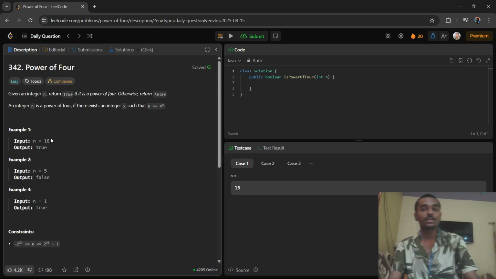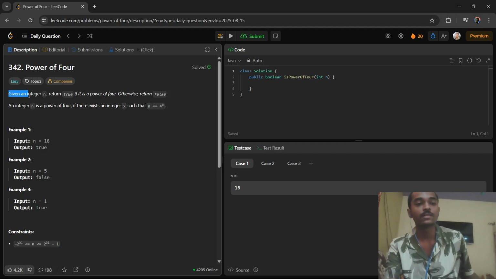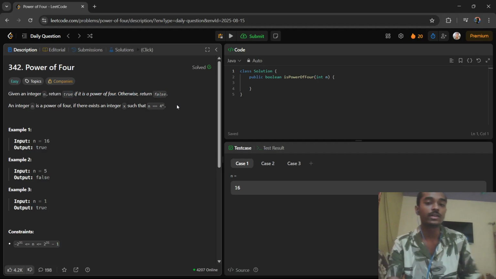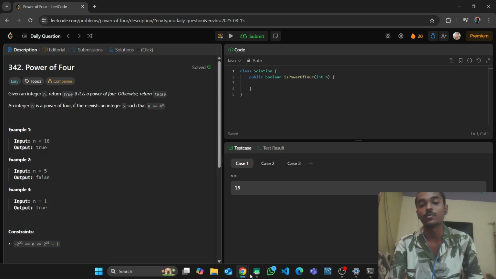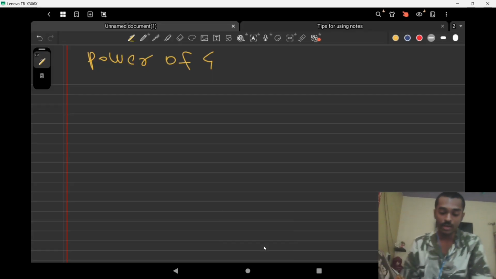So today's question is power of 4. We are given an integer n and we have to return true if it is a power of 4, or we have to return false if it is not a power of 4. Let's see how we can solve this question.